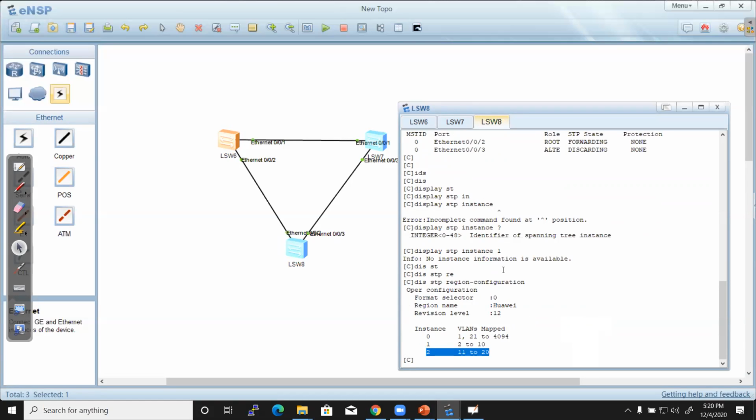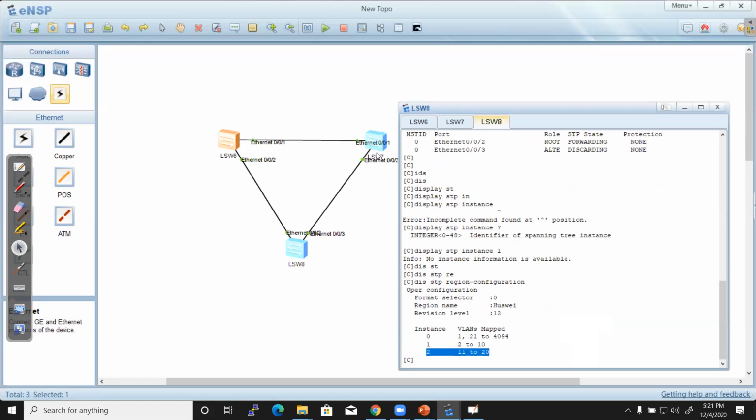That means you cannot verify the results in this simulator. But if you have 3 physical devices and you do the same lab, you will get the results. We are pretty sure about this. Normally, we provide trainings on real labs, but because this is a virtual class, I'm using eNSP, but you cannot see the impact of MSTP in the simulator.